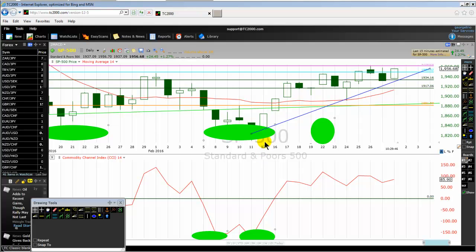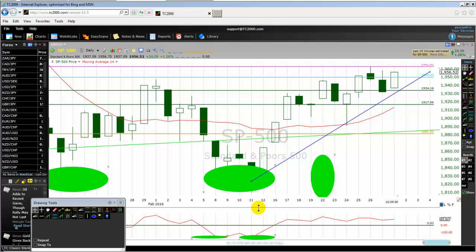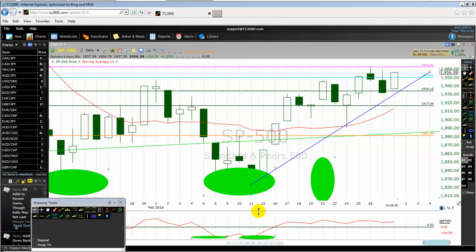Let's bring the Commodity Channel down a bit. Moving average 14 is rising, yes or no? The moving average 14 is exposing the short-term momentum. The short-term momentum is bullish. This is it.